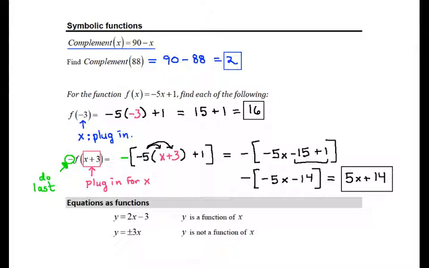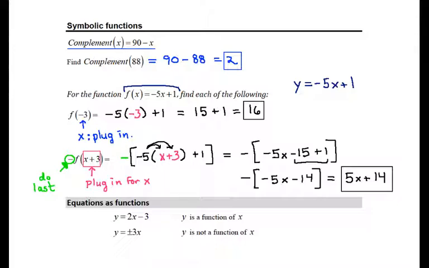So a function defined symbolically is not very different from an equation. If we think of the output as being the y variable and the input as being the x variable, then looking at this function defined by a formula, we could easily see that also as saying y is equal to negative 5x plus 1. And because of that, a symbolic relation is really just an equation in two variables.